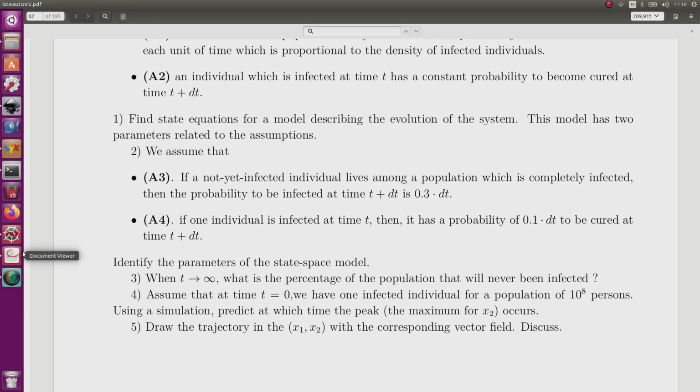Question number 3. When t tends to infinity, we would like to study the percentage of population that will never be infected. For this, we need to study the equilibrium points of our dynamical system.